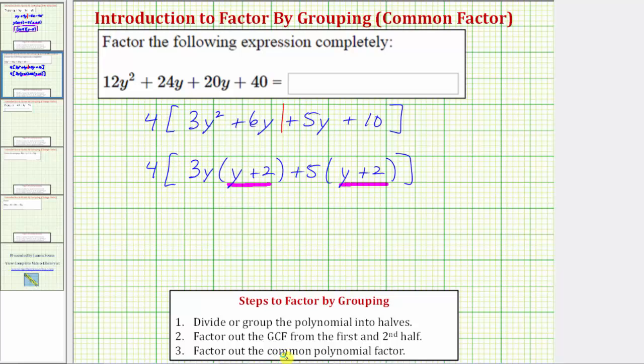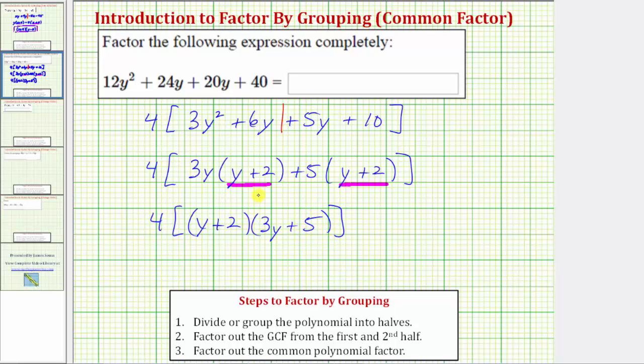We now factor out the common polynomial factor, or in our case, the common binomial factor. So again, we still have this 4, and then we have times the quantity. If we factor out y plus 2 from these 2 products, we'd have the quantity y plus 2 times. Well, if we factor out y plus 2 from this first product, we're left with 3y. If we factor out y plus 2 from the second product, we're left with plus 5.